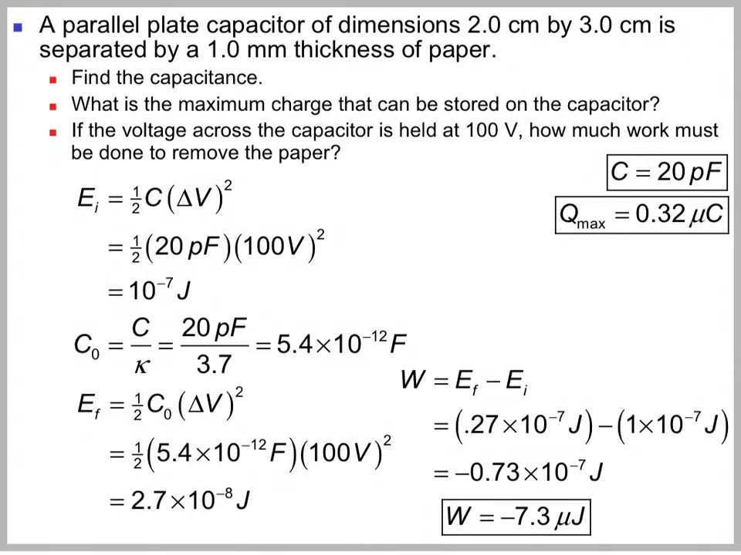So the work required to remove the paper is just going to be the final energy minus the initial energy. So the amount of work it requires is 7.3 microjoules.